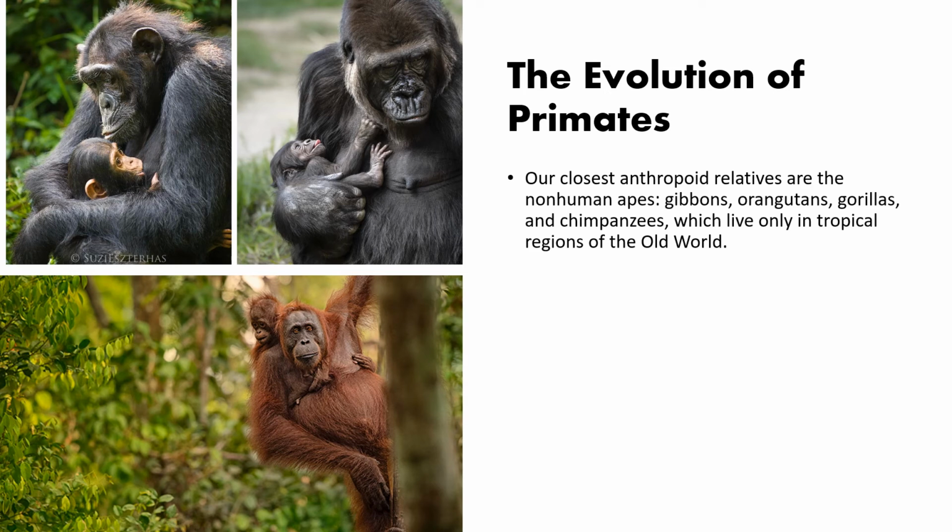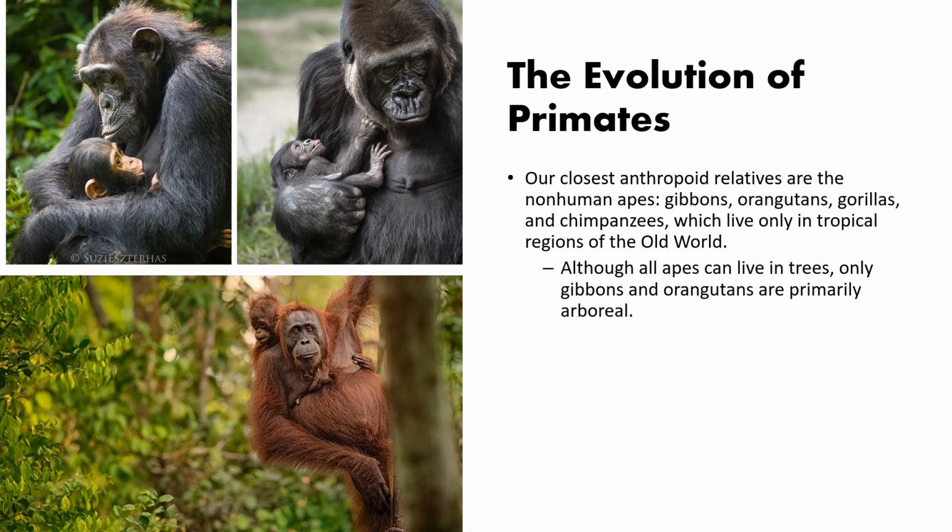So our closest anthropoid relatives are the non-human apes that include the gibbons, orangutans, gorillas, and chimpanzees. And all of these live in tropical regions of the Old World. So this includes places like Africa and Asia. You don't really find non-human apes in Europe, but that would also be part of the Old World. Now, all of these can live in trees, and some of them will sleep in trees, but only the gibbons and orangutans are primarily arboreal. The rest of them live on the ground.